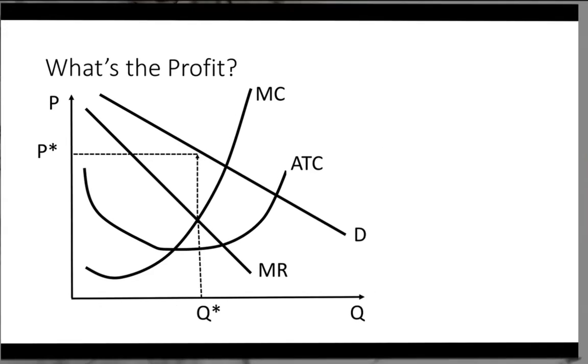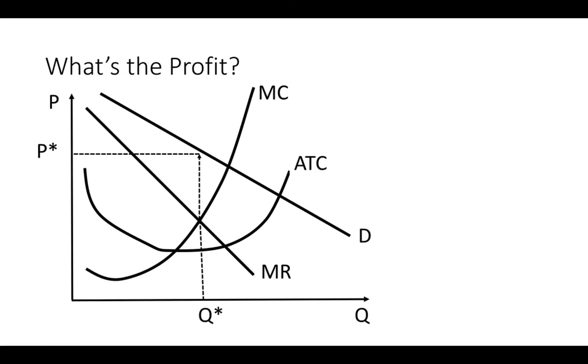So now the question is, what's the profit? How much profit will they earn? So profit, of course, is total revenue minus total cost. And total revenue is found by taking price times quantity. Pretty straightforward. P times Q is total revenue. So the total revenue is this whole big rectangle. The total cost is found by multiplying the quantity by the average total cost of producing that quantity. So your cost would be this small rectangle here.